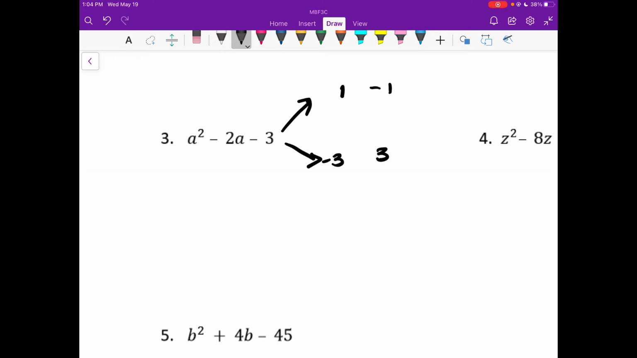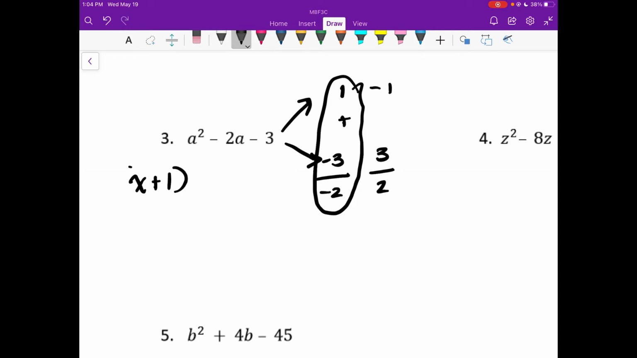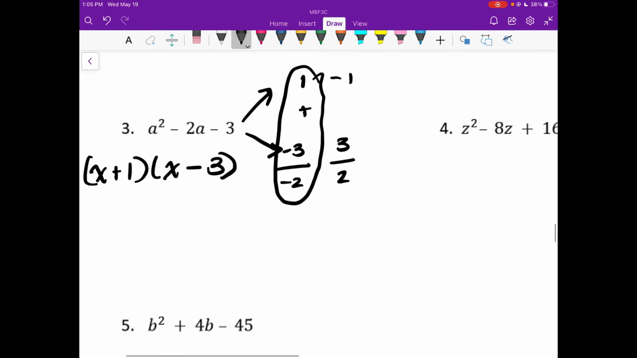Then I like to say, okay, if I did 1 plus -3, I'd get -2. And if I did -1 plus 3, I would just get 2. So I know that my options have to be this one. I'm basically doing the same thing, just visually showing it in a different way. So x plus 1, x minus 3, taking my r and my s values there.